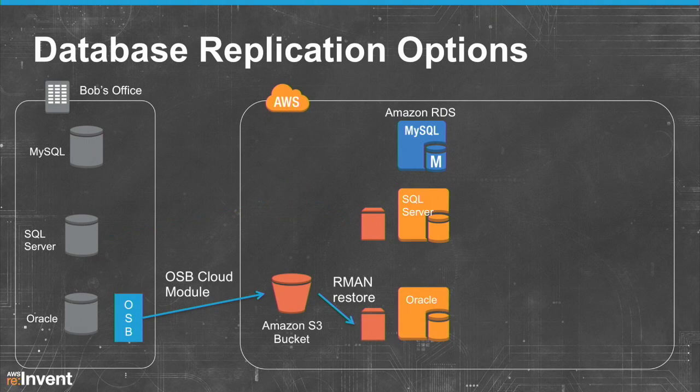For Oracle, Oracle offers the Oracle Secure Backup Cloud module, where you can use the same RMAN command and directly load that backup file into S3. It also gives you a configuration where you can increase the channels in order to parallelize that process. Once you have these backup files in S3, you can use the same exact RMAN command to restore the database in this case, to an EC2 instance. So Bob decided to install and manage Oracle and SQL Server on EC2 instances.